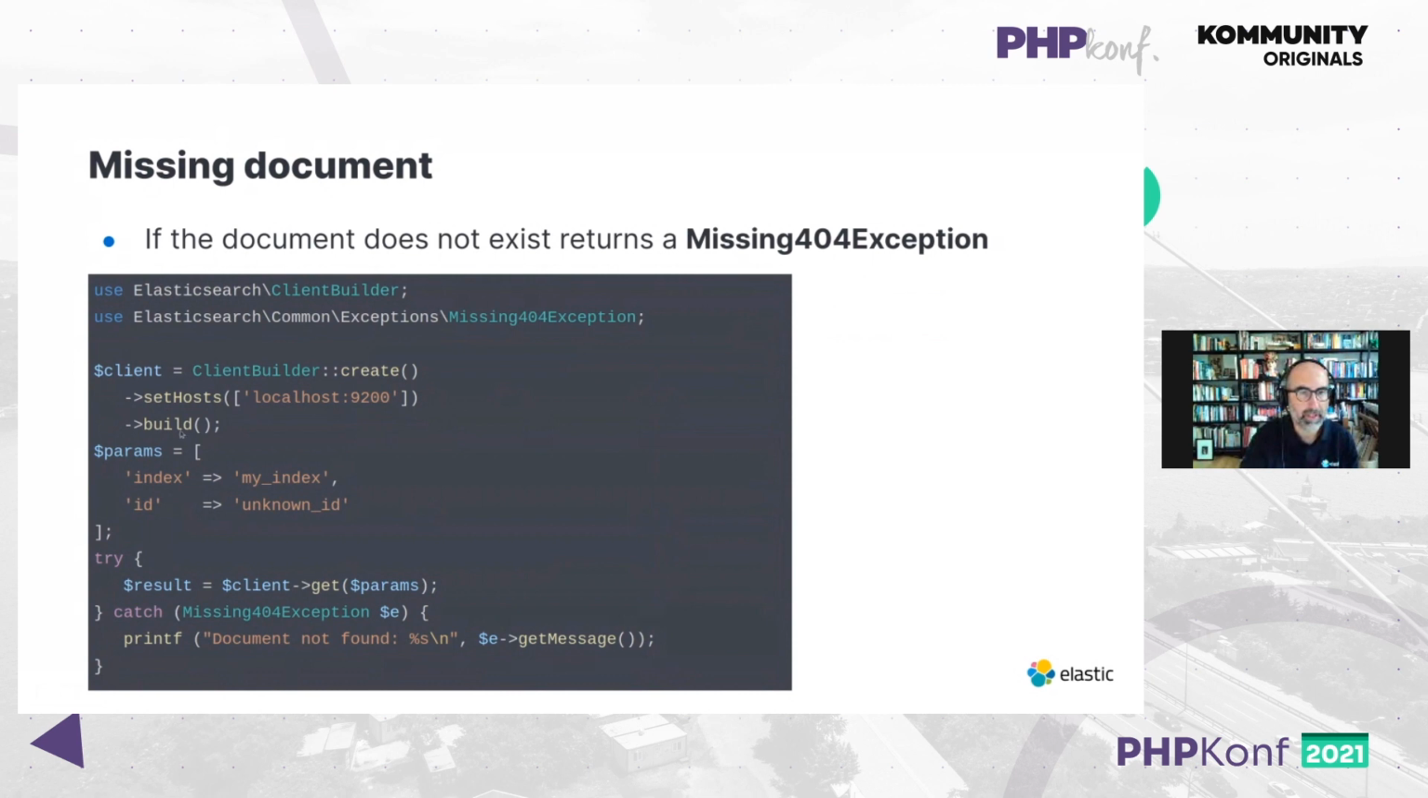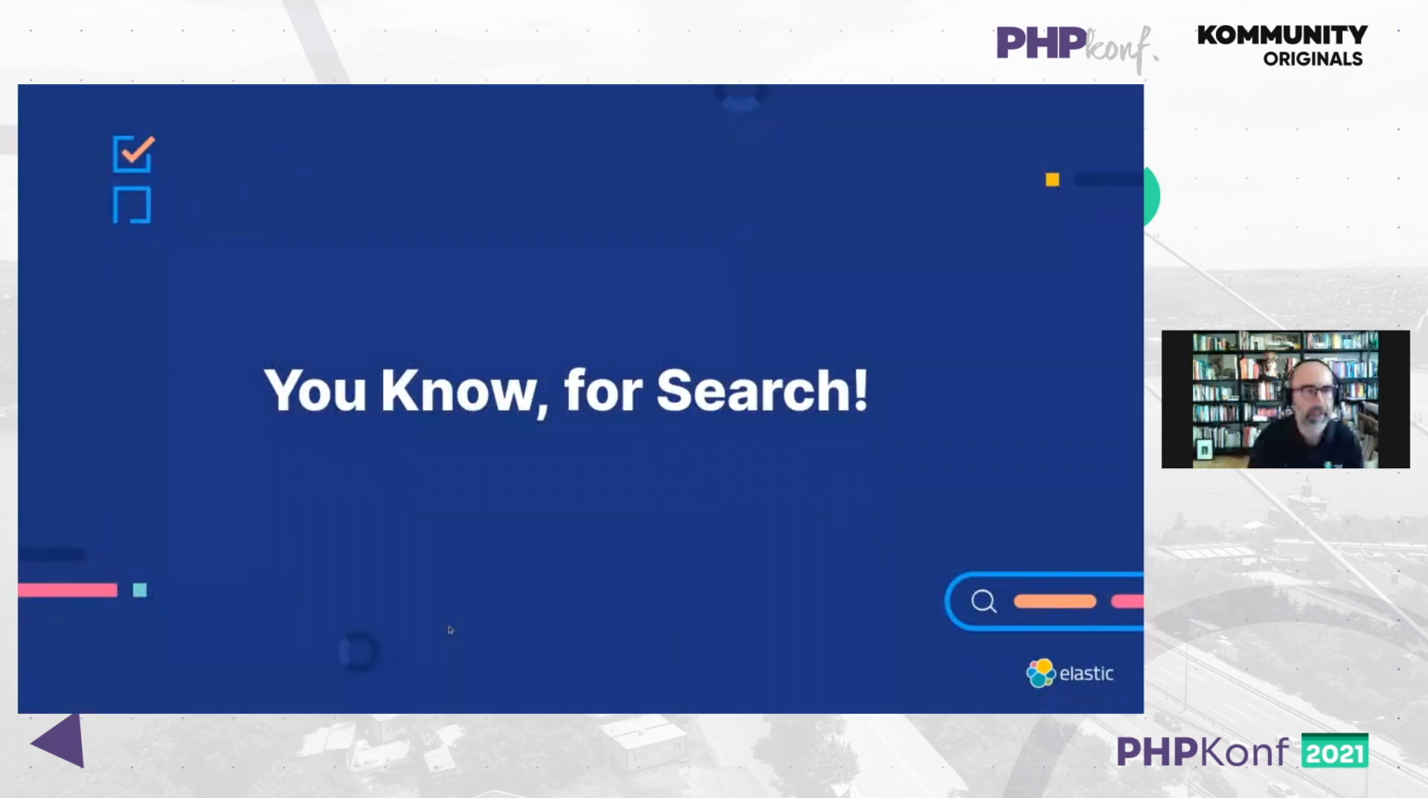So for instance, here we want to read a document with an unknown ID that does not exist. We perform the get. Under the try catch, we can get the missing 404 exception, and we manage it in this case by printing the message "document not found" if the document does not exist, with the specific message from the Elasticsearch client. Okay, I just gave you some flavor of how to use the client, how to index and bulk some documents.